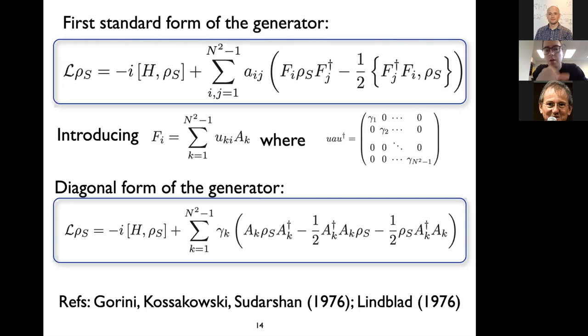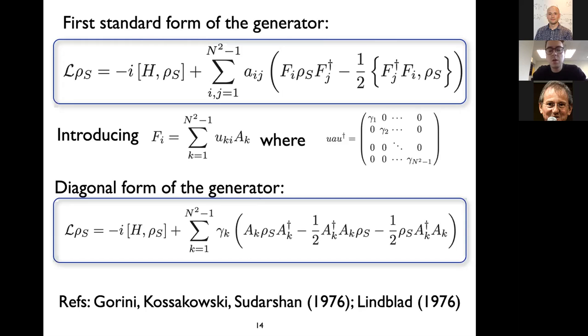And these coefficients Aij form the coefficients of a positive semi-definite matrix of dimension n squared by n squared. And so this defines the first standard form of the generator.